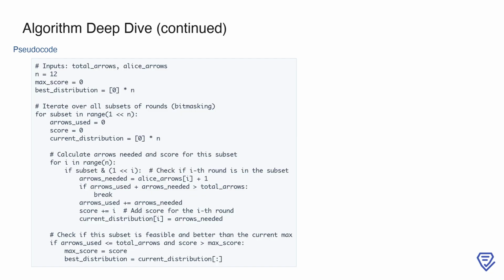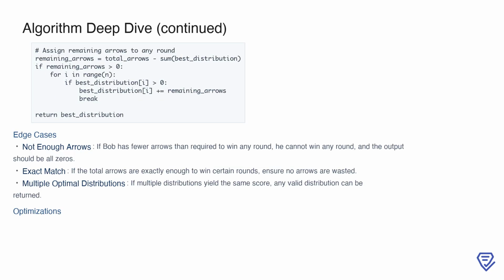Once all rounds in the subset are processed, we check if the current score is better than the maximum score recorded so far. If it is, we update the max_score and store the current distribution as the best distribution. This ensures that by the end of the loop, we have the optimal distribution of arrows that maximizes Bob's score, given the constraints.